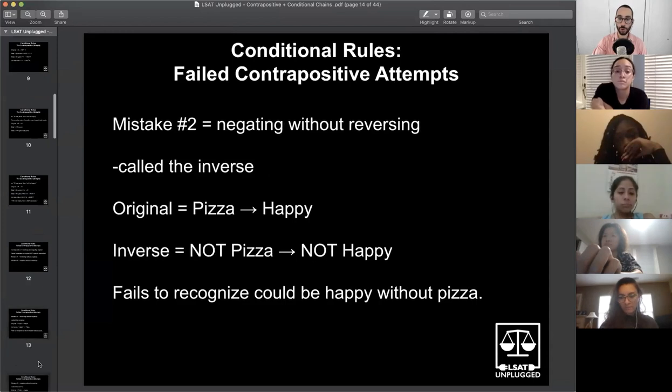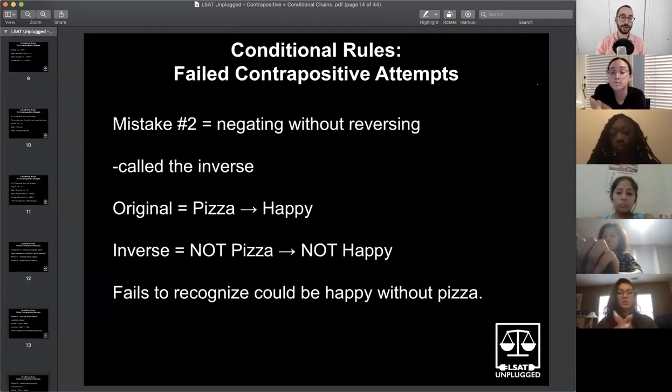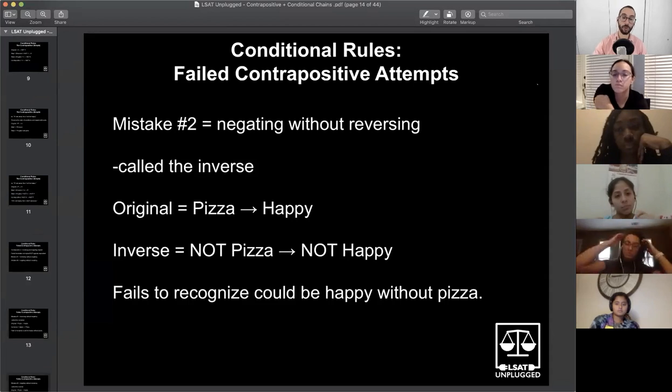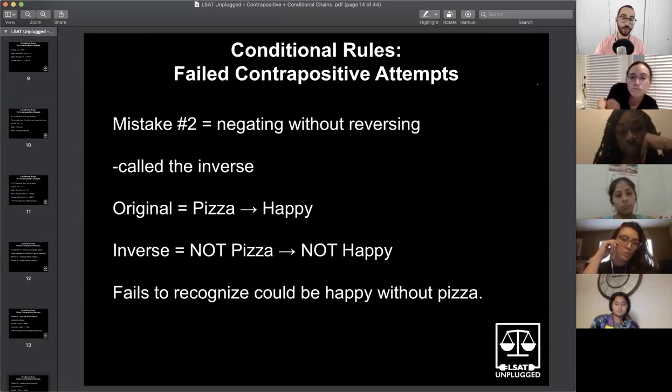Now, we've also got the other fallacy, negating without reversing. So that is when you change the truth value without reversing the variables around the arrows. And so that's also important to keep in mind. If you just say, given pizza requires happy, not pizza requires not happy, again, you didn't do the other part of reversing around the arrow. That's also important to do. And once again, that's saying that if I don't have pizza, I won't be happy. Again, failing to consider that tacos or burritos could make me happy as well.